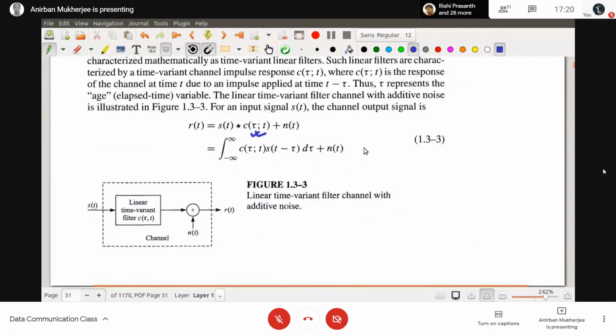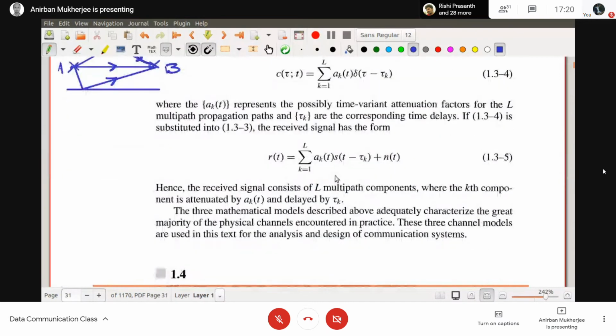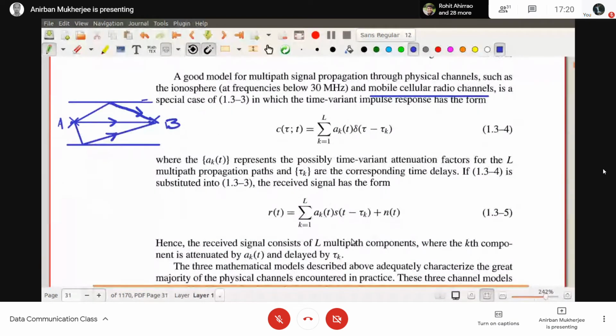then what is your r? If you do the convolution with delta, basically the same thing will come. So your r(t) is the sum of A k(t) s(t minus tau k) plus n(t). Or sometimes we say A k is constant, that the attenuation is not dependent on t. But many times the attenuation is dependent on time.